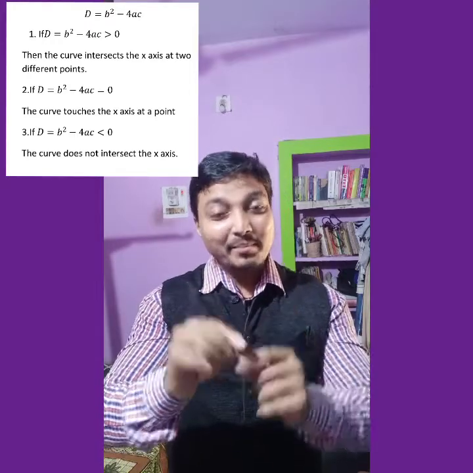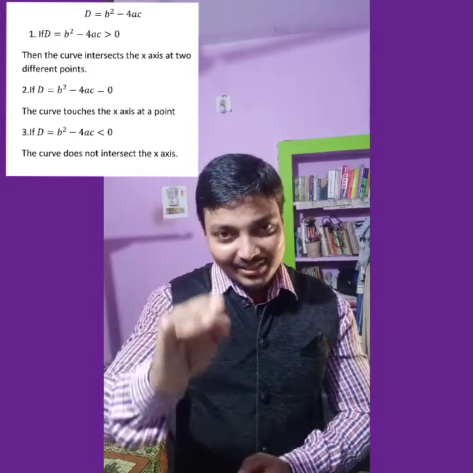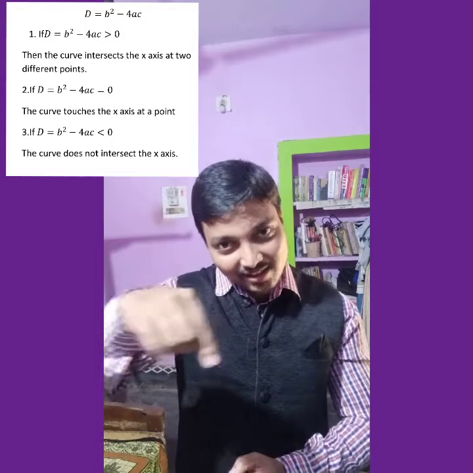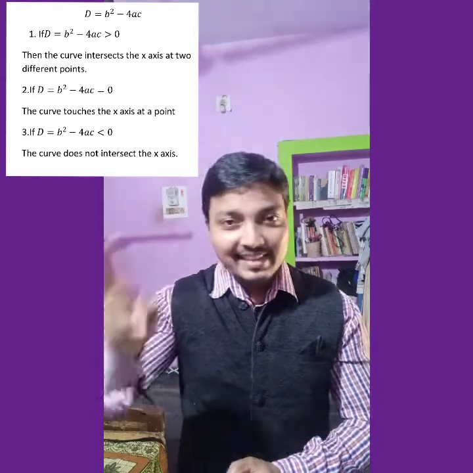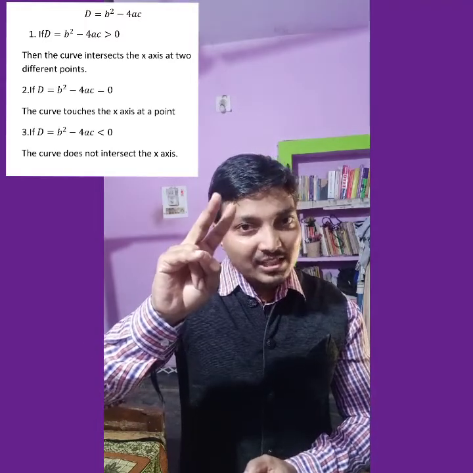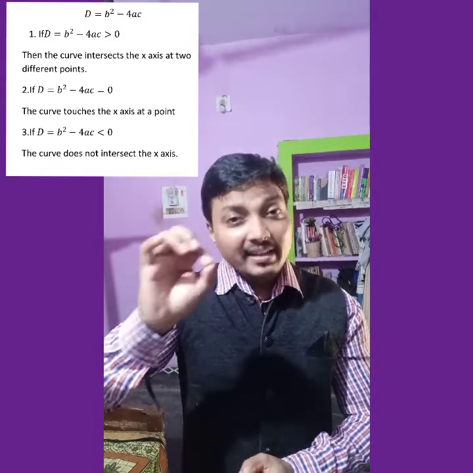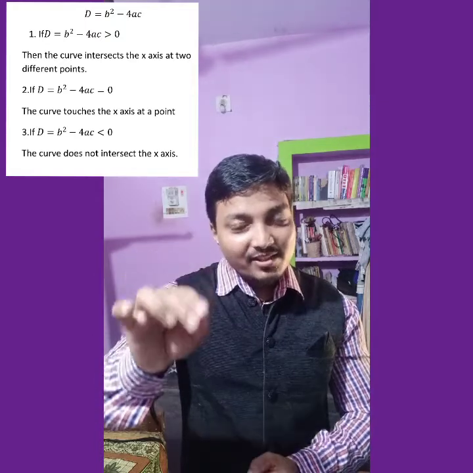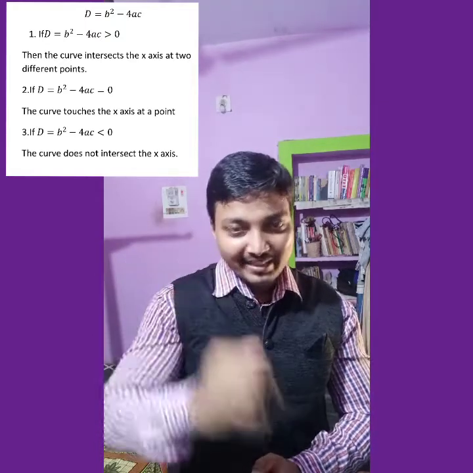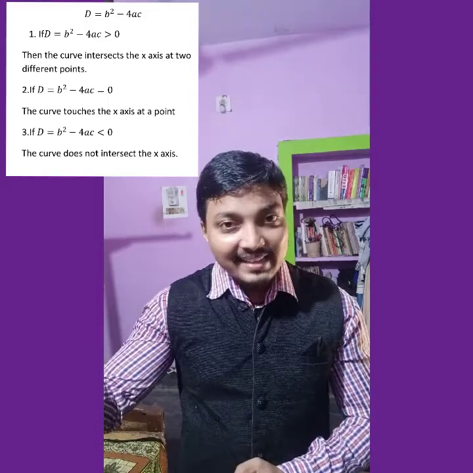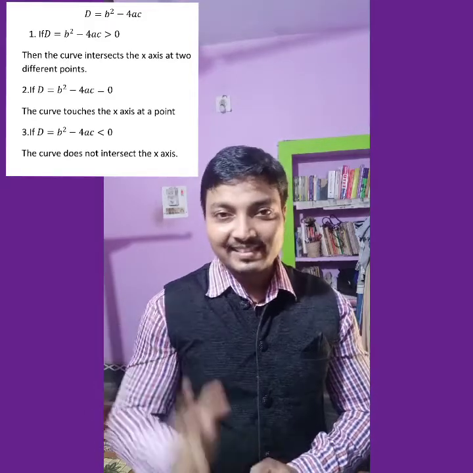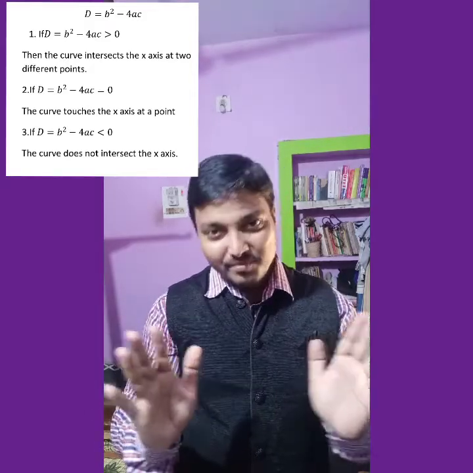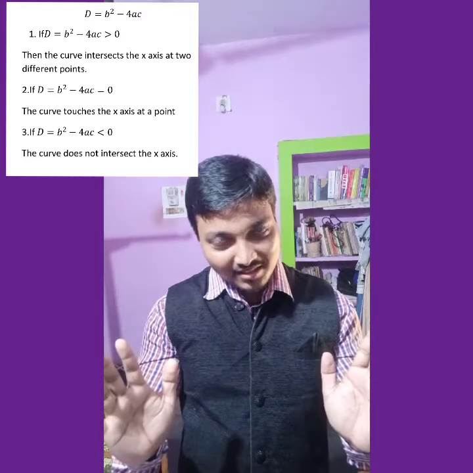Perfectly understood. B square minus 4ac greater than 0 means the curve intersects the x-axis at 2 points. If b square minus 4ac is equal to 0, it touches the x-axis at a point. And if it is less than 0, it does not touch the x-axis. Perfectly understood?